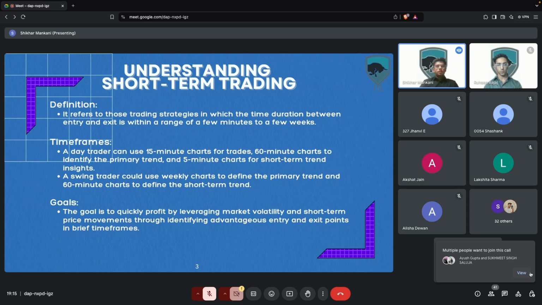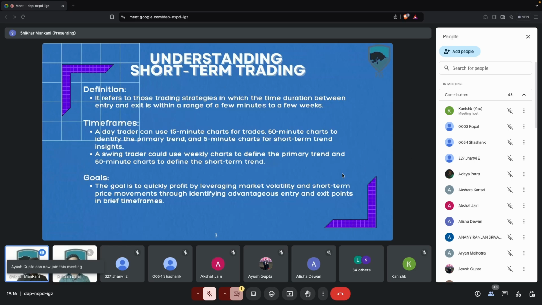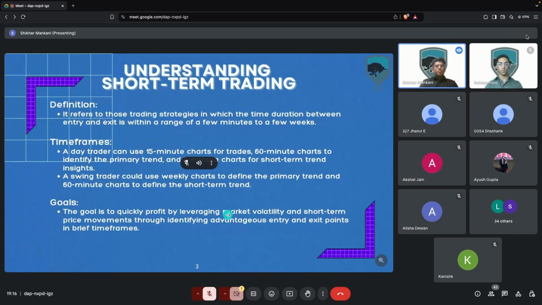So the time frames. What I mean by saying time frames is that when we use a chart, we see a candlestick in the chart. In case you all don't know what a candlestick and what a time frame is, I'll just explain that. A day trader can use 15-minute charts for trades, 60-minute charts to identify the primary trend, and 5-minute charts for short-term trend insights. So day trading involves buying and selling securities on the same day.